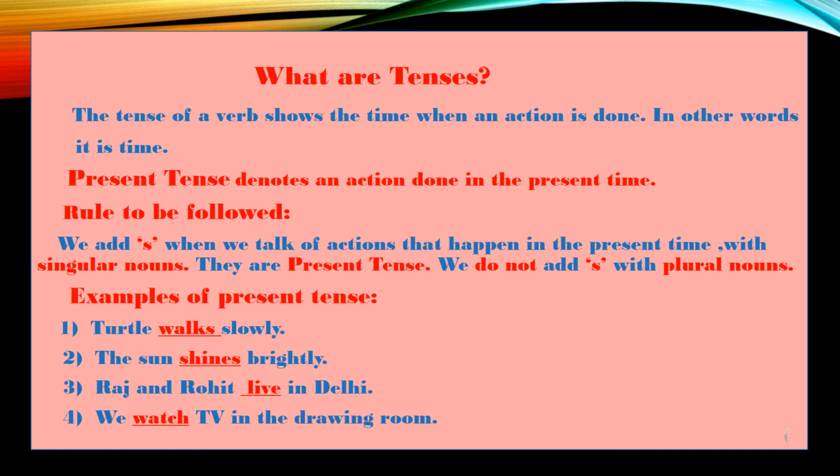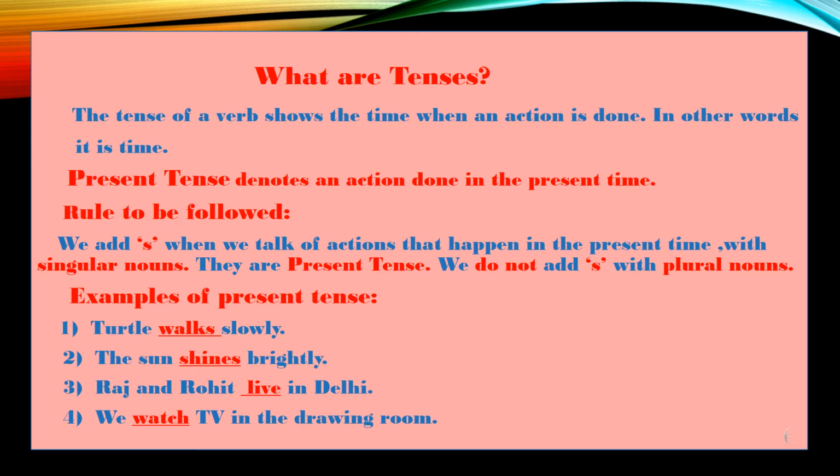So today I have come up with a new topic in English grammar, and the topic is tenses. Let us understand what tenses are. Children, the tense of a verb shows the time when an action is done. In other words, it is time. Verb, everybody knows, is an action word or a doing word. And tense, children, is the time. It is the time which tells us when the action is done or was done.